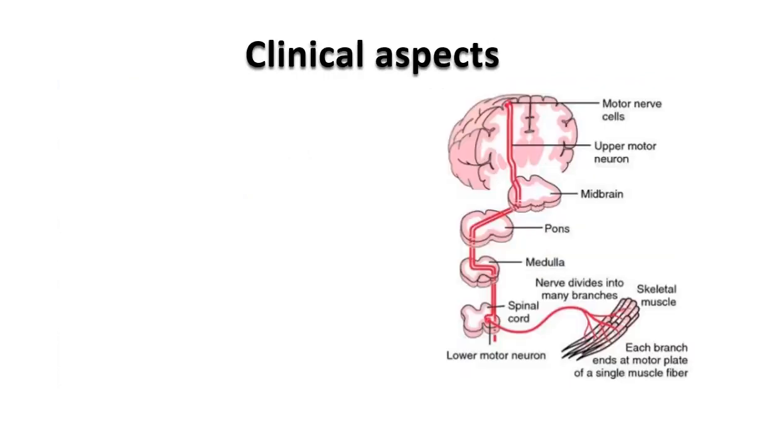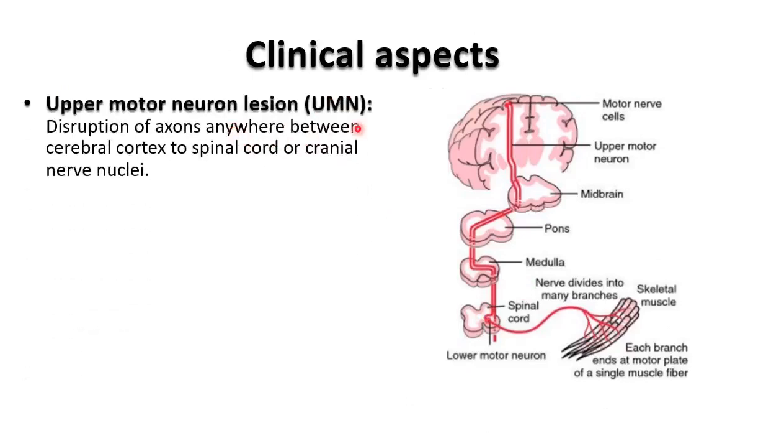Okay. So coming to the clinical aspects, what is an upper motor neuron lesion? So from the cortex, what happens? The axons might end anywhere in the spinal cord or in the cranial nerve nuclei. If these neurons are damaged anywhere, it is called an upper motor neuron lesion.